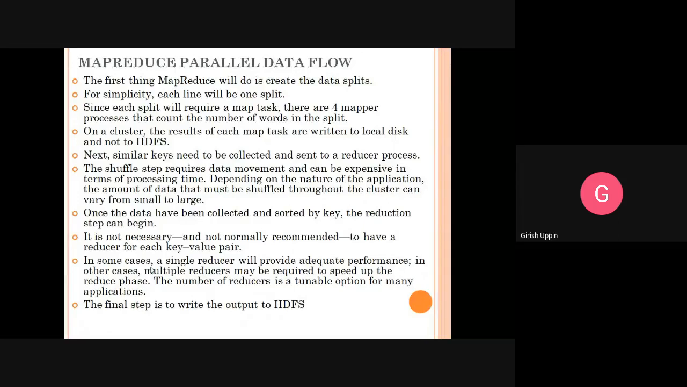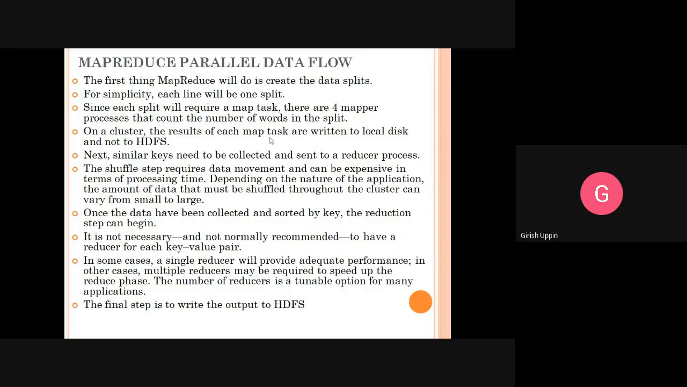Since each split will require a map task, there are 4 mapper processes that count the number of words in the split. And on the cluster, the results of each map task are taken to the local disk and not HDFS. So one thing you have to notice: the results of the map task, whatever the mapper is doing, are written on the local disk, not on HDFS. Next, similar keys need to be collected and sent to the reducer process. The shuffle step requires data movement and can be expensive in terms of processing time.